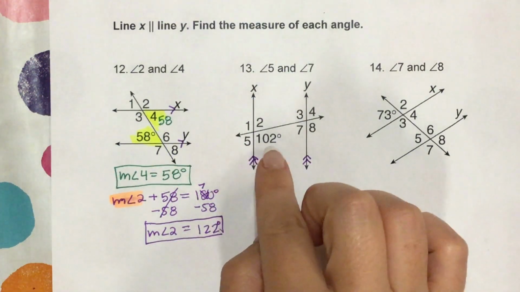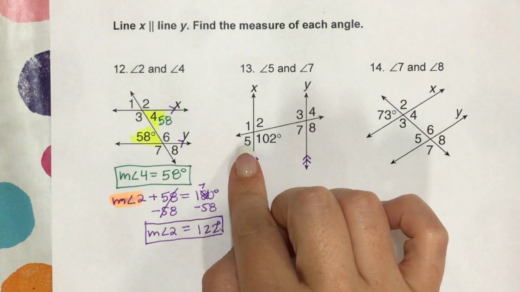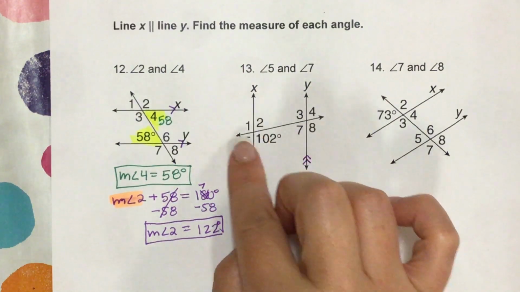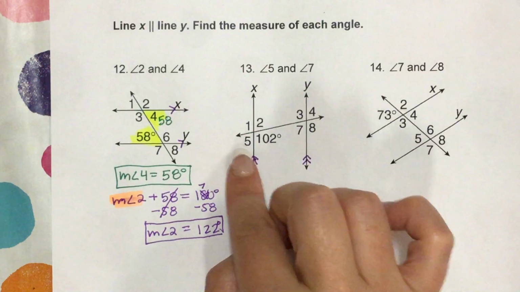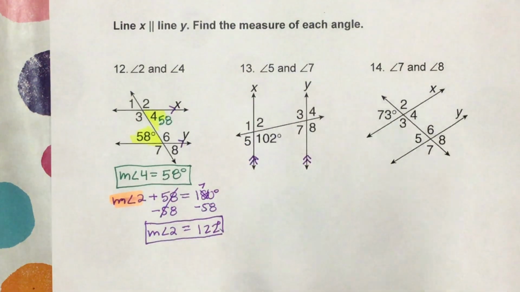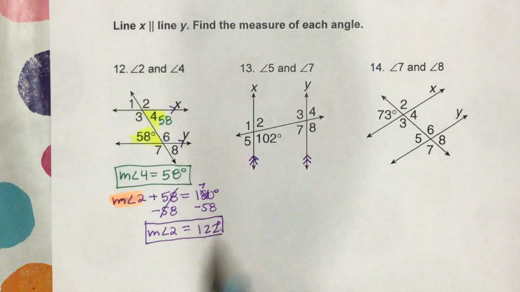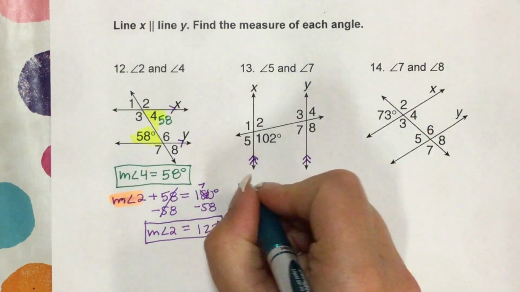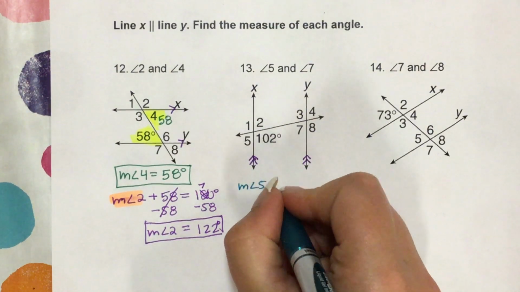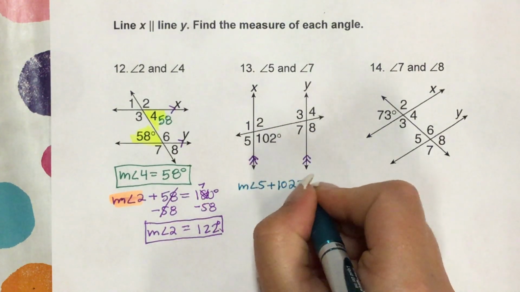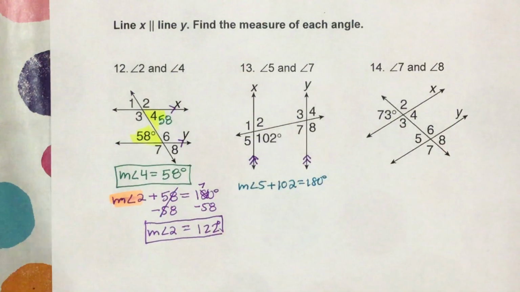What I see is that 102 and angle 5 are adjacent angles because of those intersecting lines, which means they're supplementary, which means they add up to 180 degrees. So we're going to go ahead and set up an equation. So that means the measure of angle 5 plus 102 equals 180 degrees.